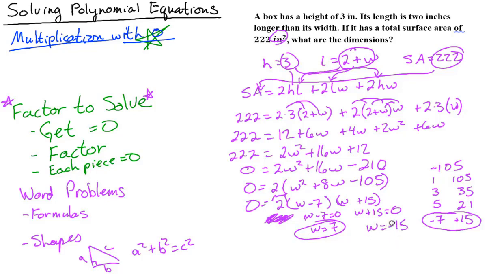Again, you can't have the width of a box be negative 15 inches long. Even though if the length were then negative 13, this whole thing would have worked. That just isn't realistic. So we're going to cross him out.